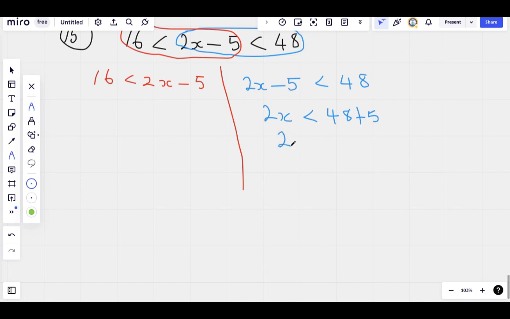So you have 2x is less than 48 plus 5, which is 53, right? Then that's 2x, so x will be what? Divide both sides by 2. x will be less than 53 divided by 2, which is 26.5.